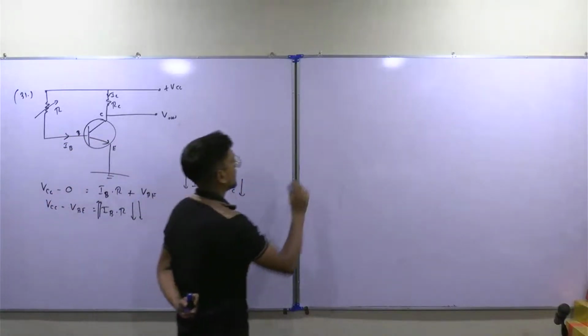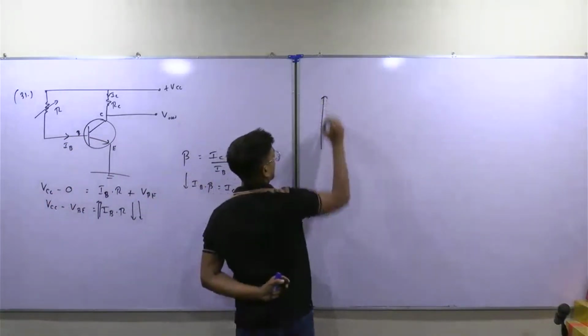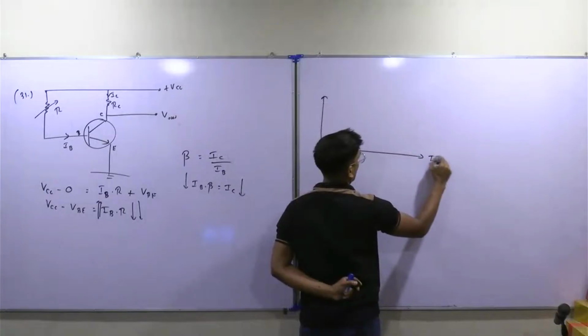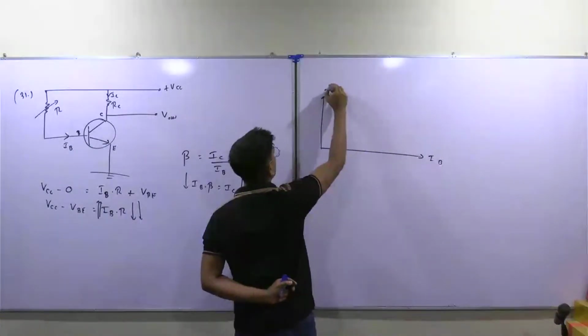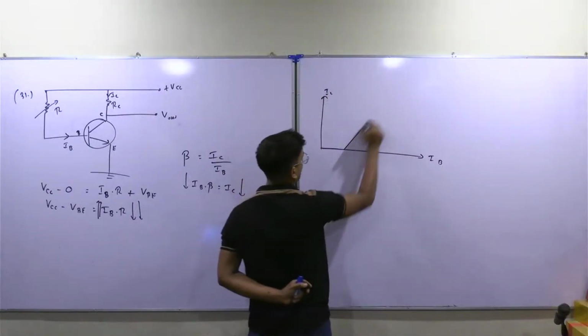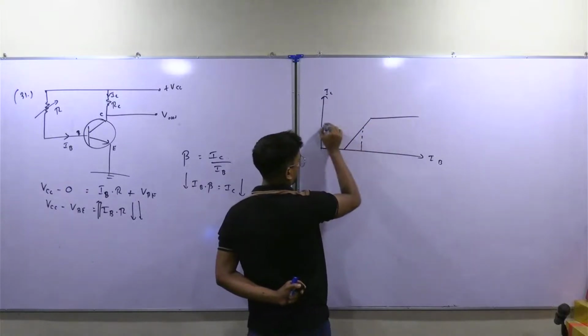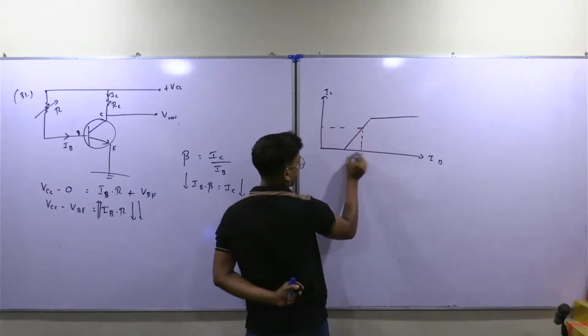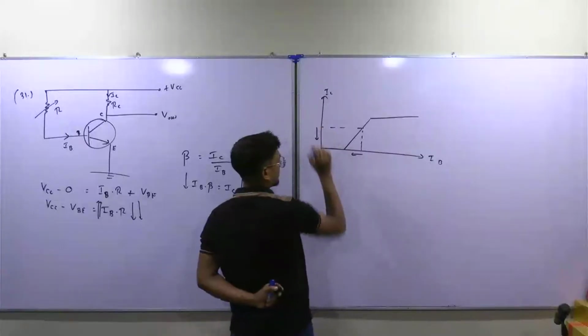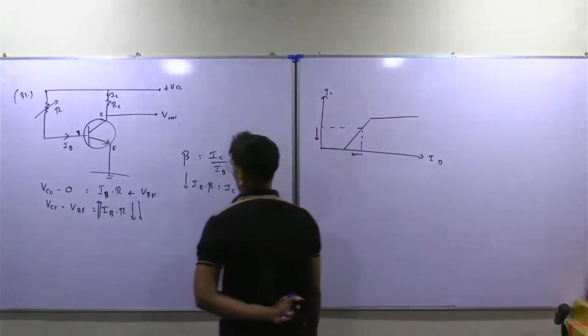Or can you remember the transfer characteristic? The transfer characteristic is IB versus IC. That is like this. When you decrease IB from here, this is the active region. When you decrease IB, this IC will also decrease, right?